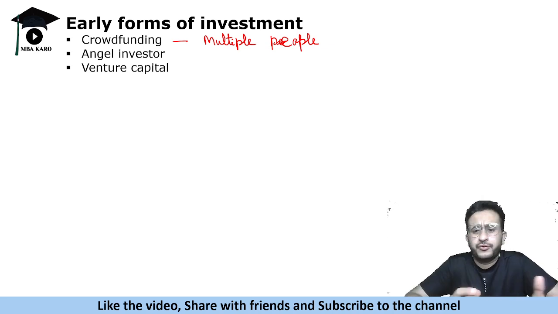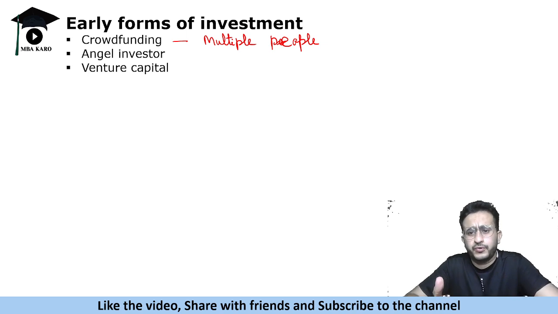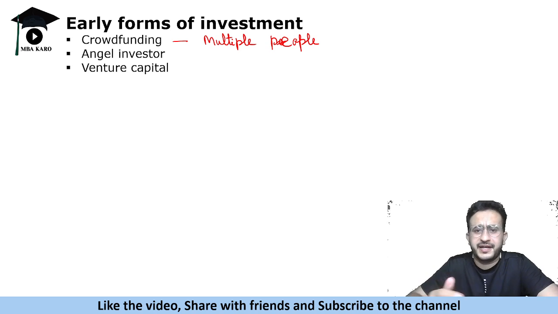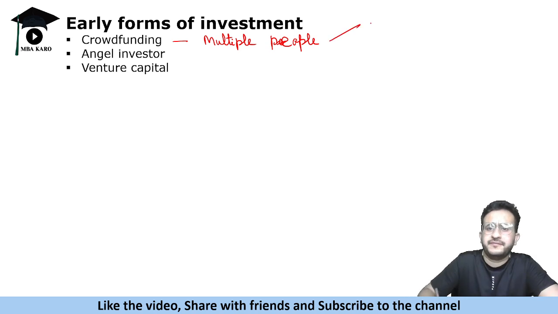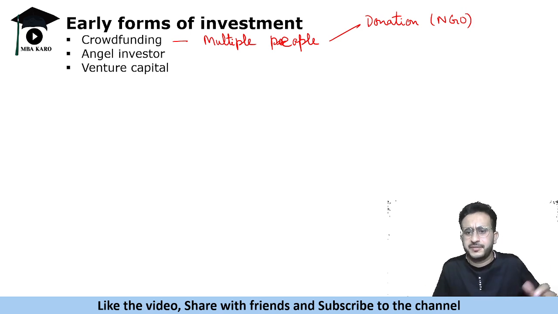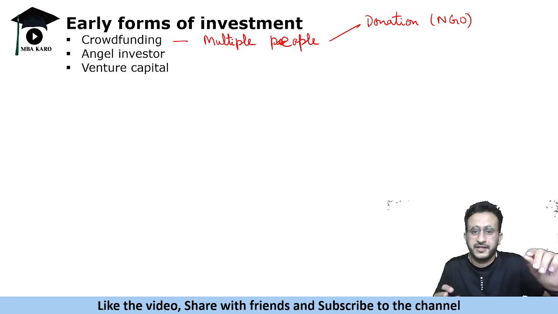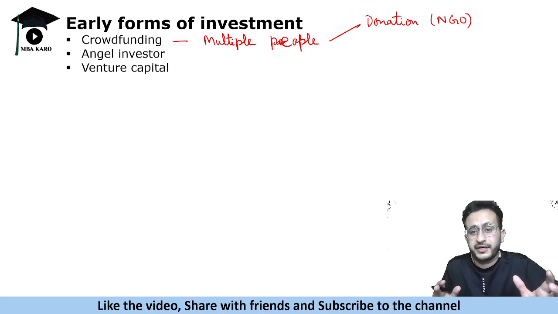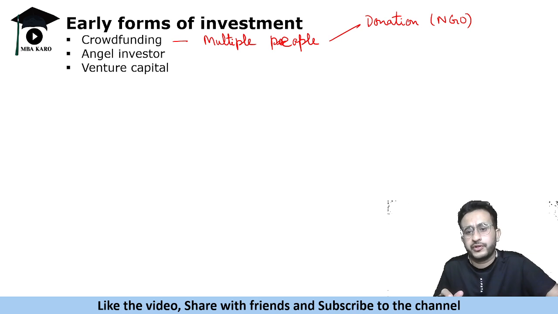Now, there are basically three kinds of crowdfunding. One could be a donation. Donation will be in case of an NGO. Let us say you are making an NGO or non-profit organization, so you can ask for donation. Let's say you are a celebrity or you have a good network. For crowdfunding, you need a good network. So if you want to raise funds, you can ask people to donate for your company.